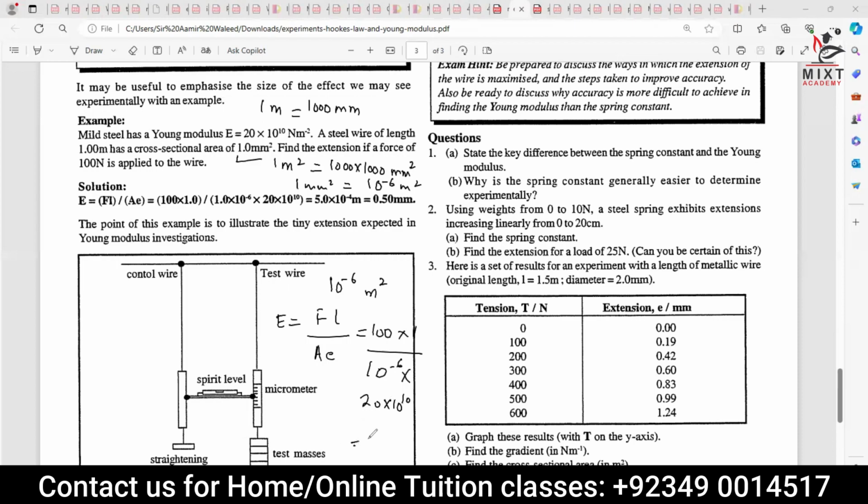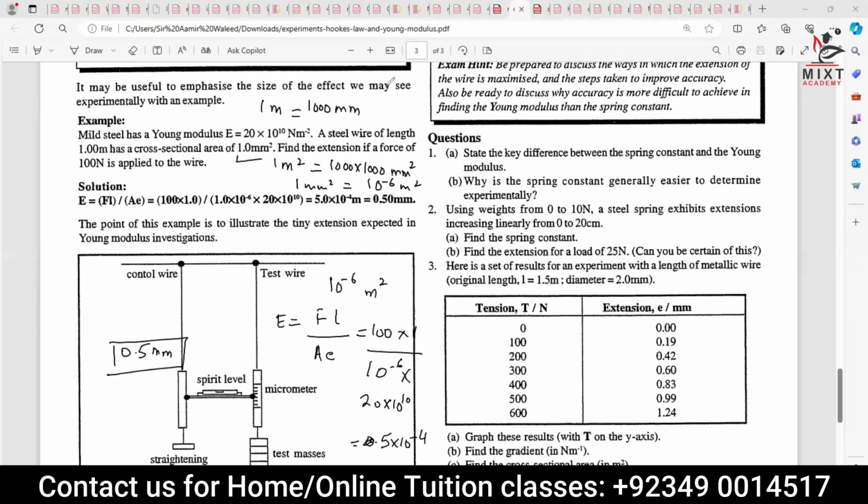If you solve it, you will get 5 into 10 raised to the power minus 4. And afterwards, you can convert it into millimeter. Since the answer is in meters, you have to convert it by multiplying by 1000. So when you do that, you will get 0.5 millimeter.